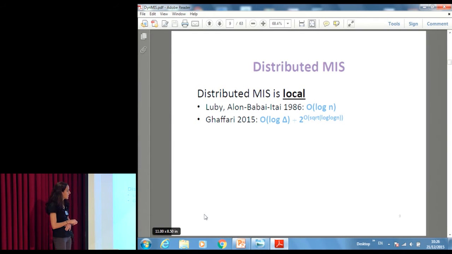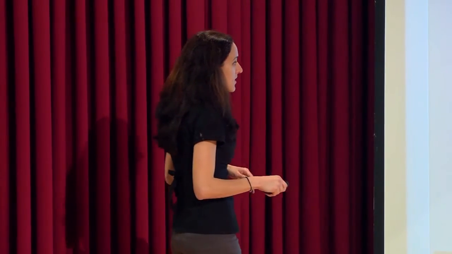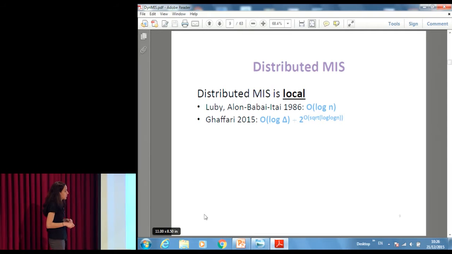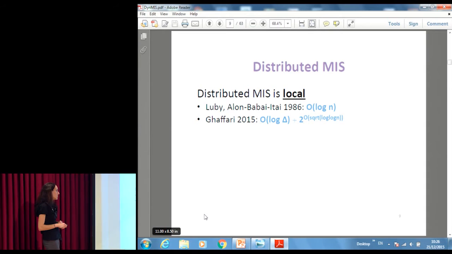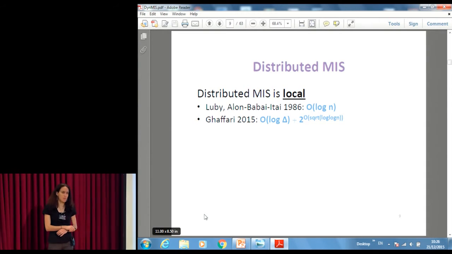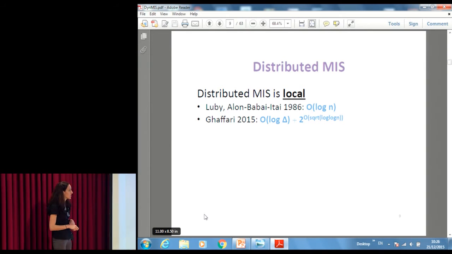Last year, there was this work by Ghaffari, who actually showed that you can solve it in almost logarithmic in delta. Delta here is the maximal degree of the graph. It can be n in the worst case, but it could be much smaller. So basically, this would be better in some cases. There's this 2 to the order of square root of log log n. This is something that is larger than poly log log, but it's smaller than any poly log, right? So it's very small.